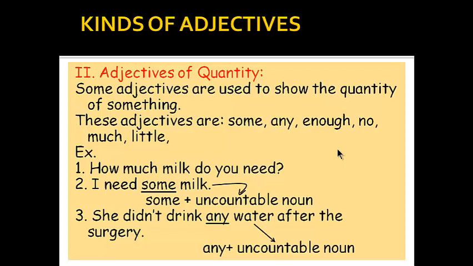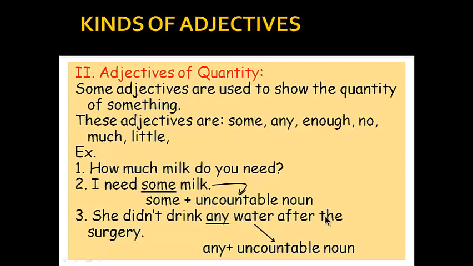The second type of adjective is adjectives of quantity. These kinds of adjectives are used to show the quantity of something. These adjectives are some, any, enough, no, much, little. Look at these examples. How much milk do you need? I need some milk. The word some is an adjective of quantity which is used with uncountable noun.